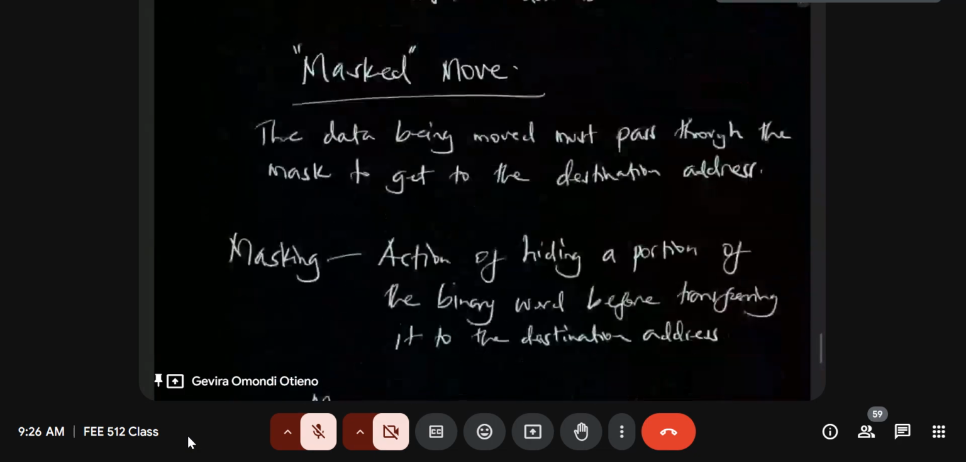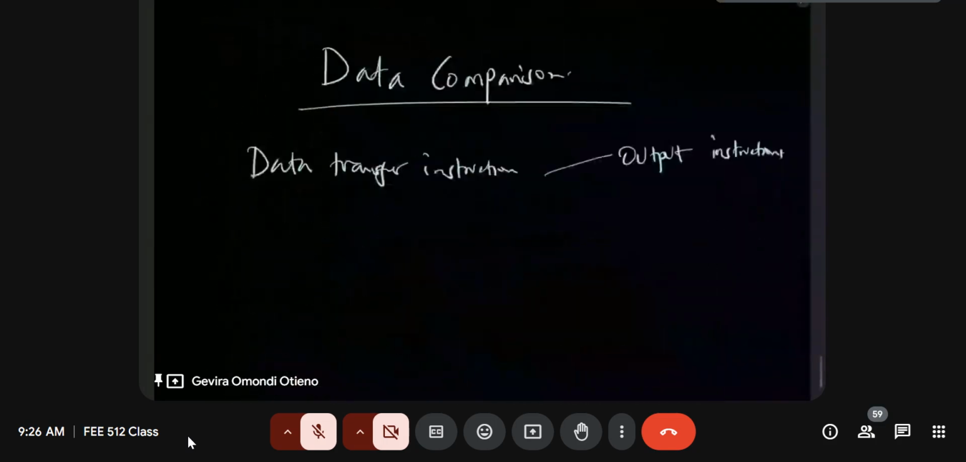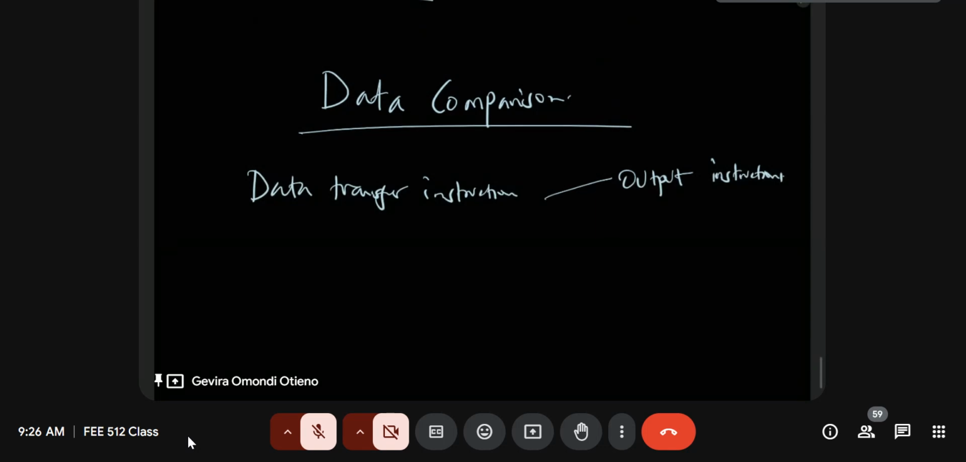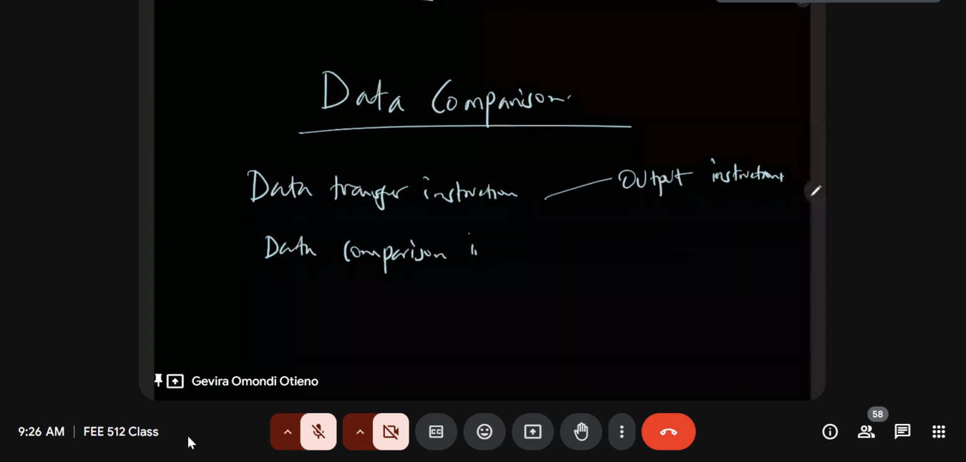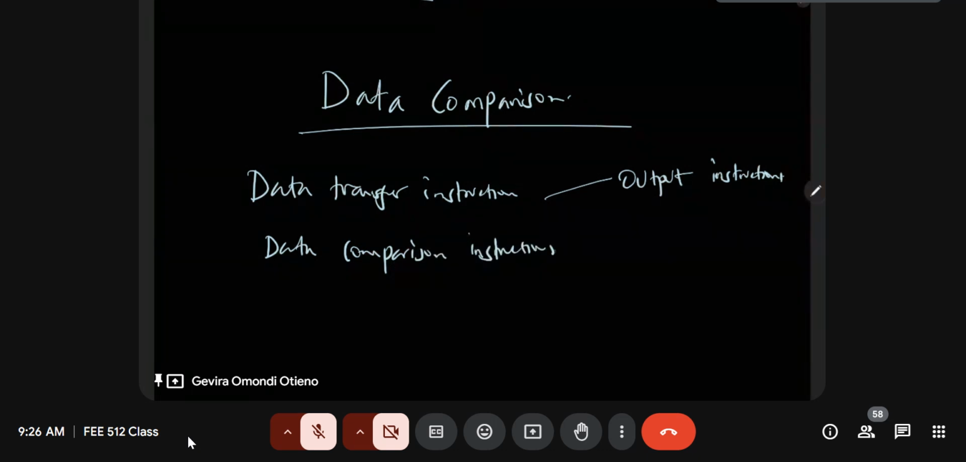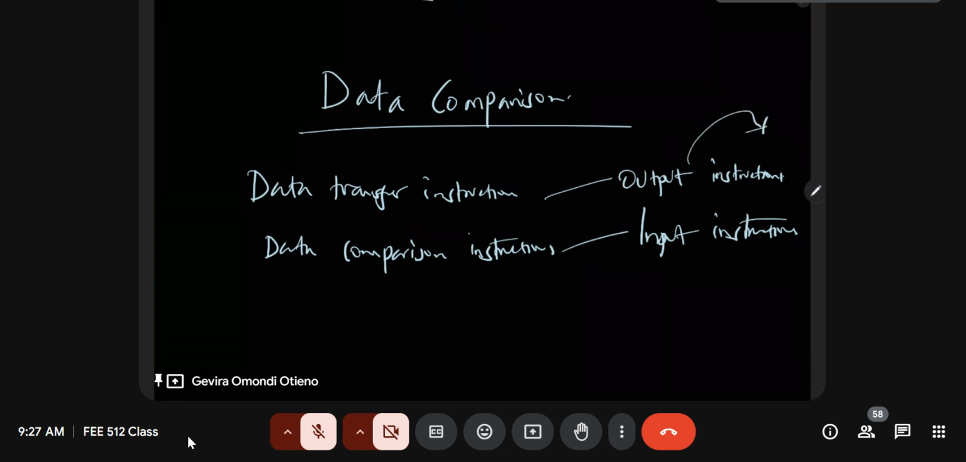So in data manipulation, we have data transfer. Data transfer are output instructions. But now, data comparison instructions, you will see, are input instructions. Meaning, if you're drawing ladder diagrams, we'll still have to have outputs. Okay? So these guys can affect the output field devices immediately.